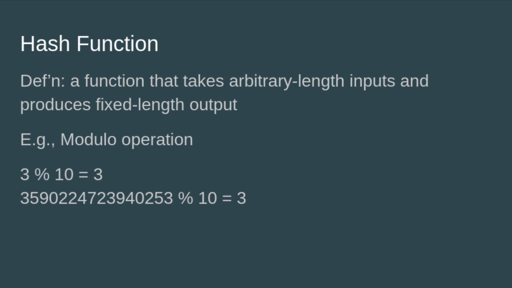So, for example, the modulo operation is an example of a hash function or could be used as a hash function. 3 mod 10 is equal to 3. This large, absurdly large number, mod 10, is also equal to 3. Regardless of the size of the input, the output is a fixed length, in this case, a single digit.